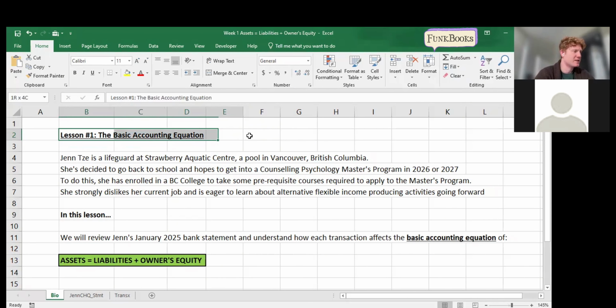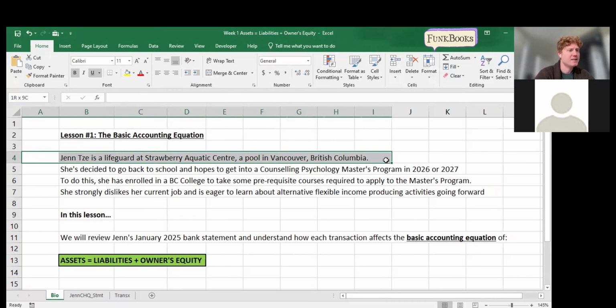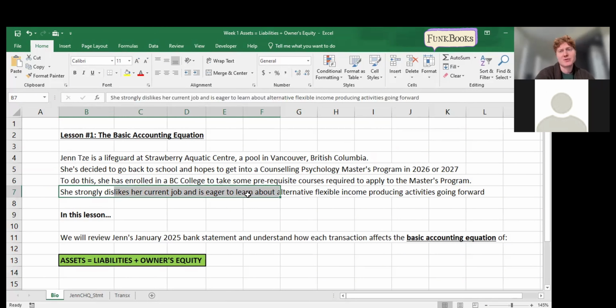So today's lesson is about the basic accounting equation, and we are meeting Jenn Tze. Jenn Tze is a lifeguard at the Strawberry Aquatic Center living in Vancouver. She really doesn't like her current job, so she's hoping to, in the future, maybe make a bit better of a situation, whether that's going back to school or thinking of more creative ways to earn money going forward.